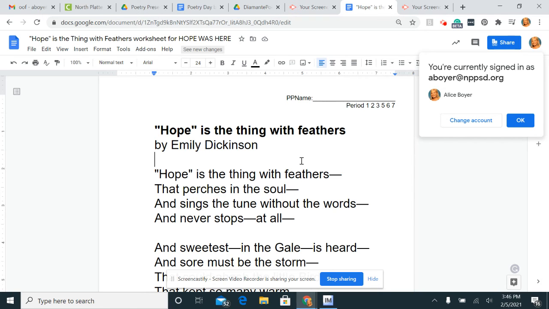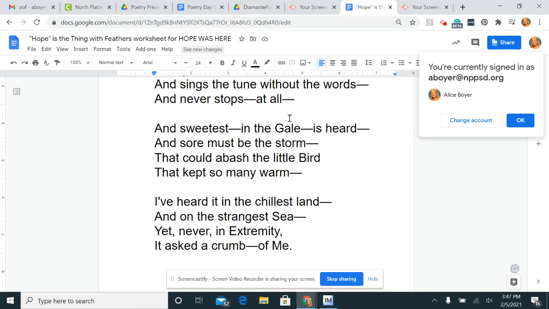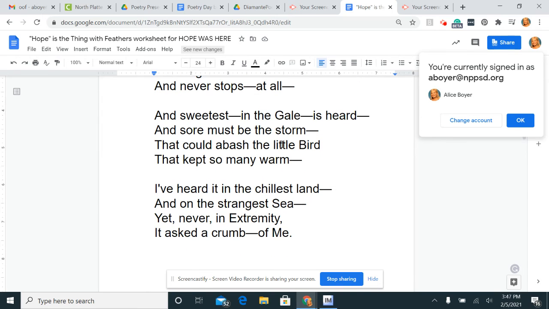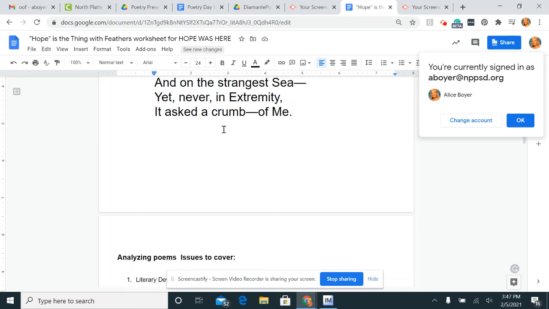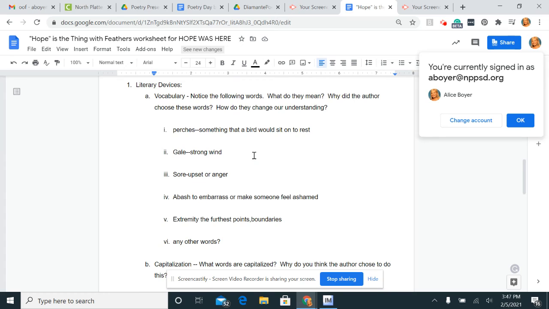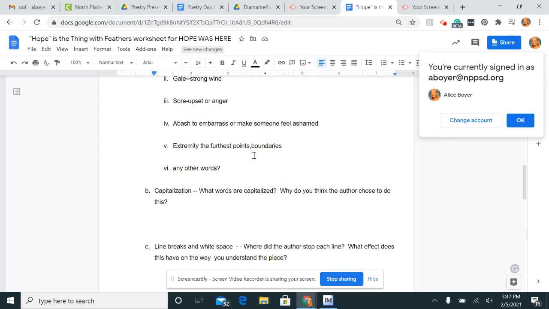You're going to go through the other words, like gale, for example. Gale is a lot stronger than, say, a breeze. So it would make sense if the gale, and sweetest in the gale is heard, and sore must be the storm that could abash the little bird that kept so many warm. If a gale is a storm, you could equate that to all the negativity and the bad things that happen in your life, and how hope is still there. It's still a sweet thing that you can hear.